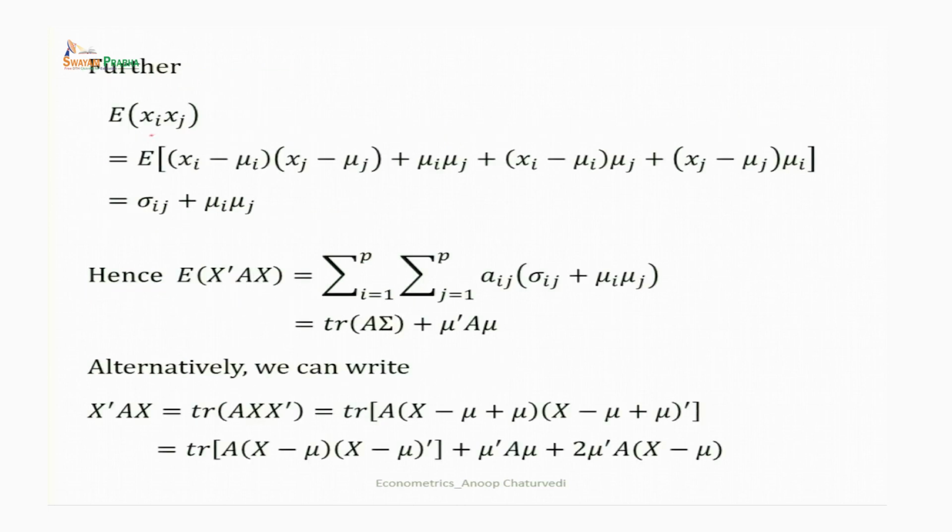Further, expectation of x i into x j is equal to, you simply write x i equal to x i minus mu i plus mu i, and similarly you write x j equal to x j minus mu j plus mu j, and then you multiply these two.